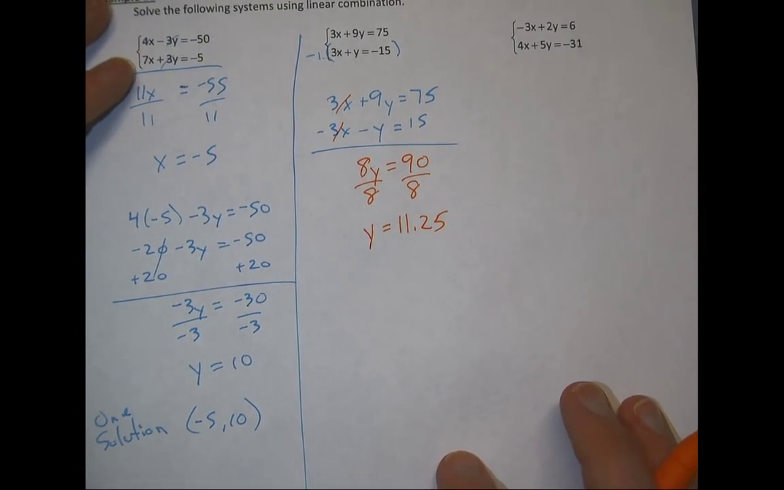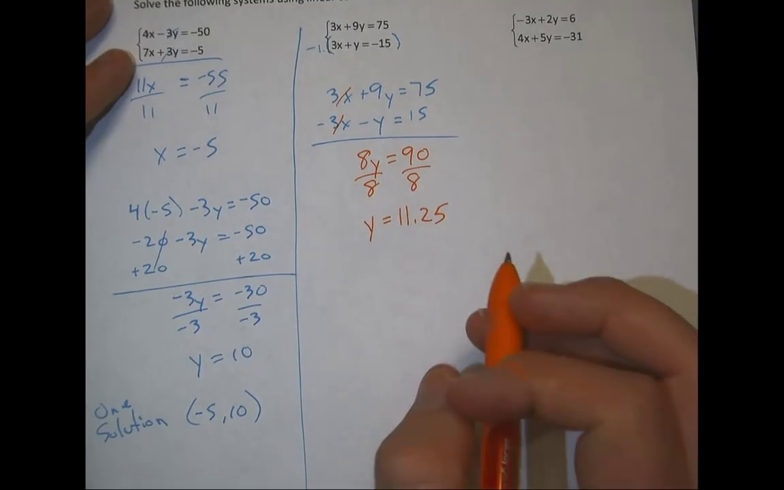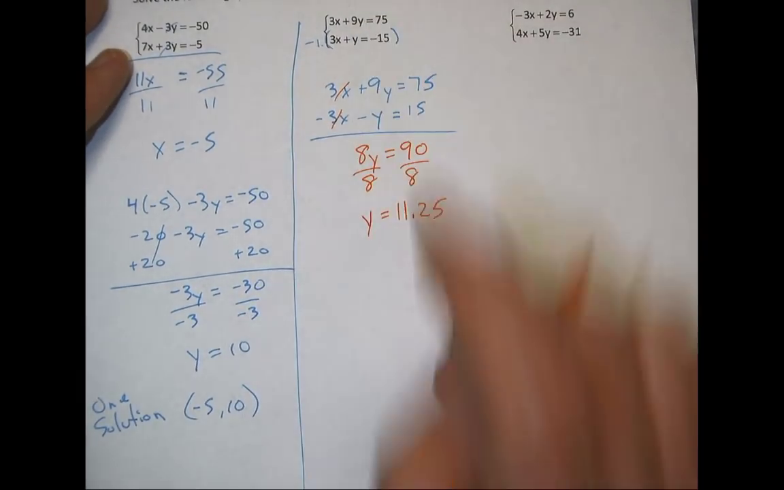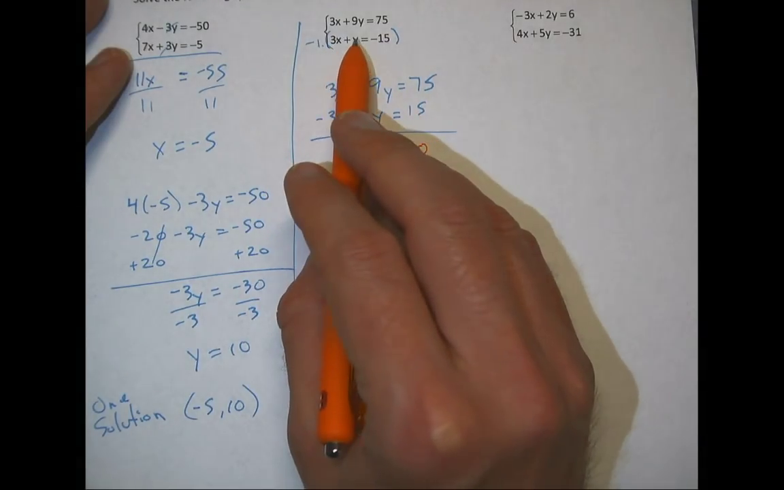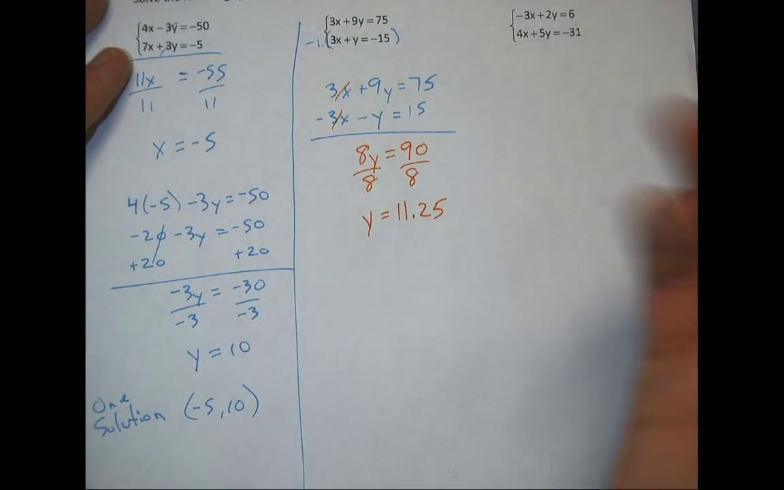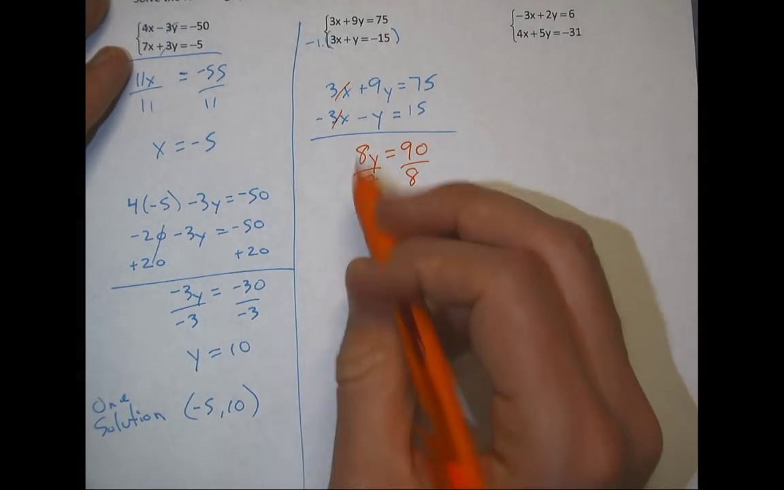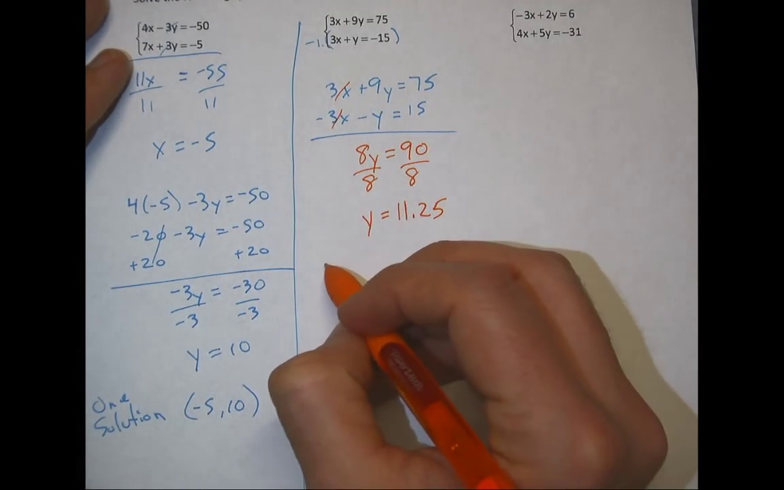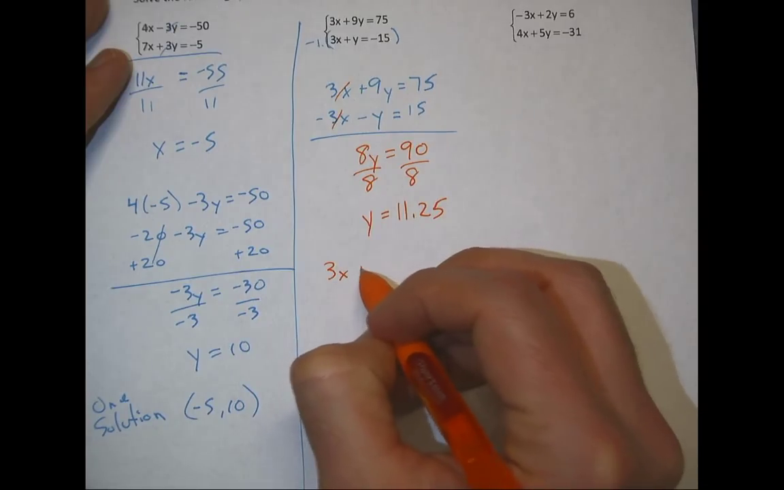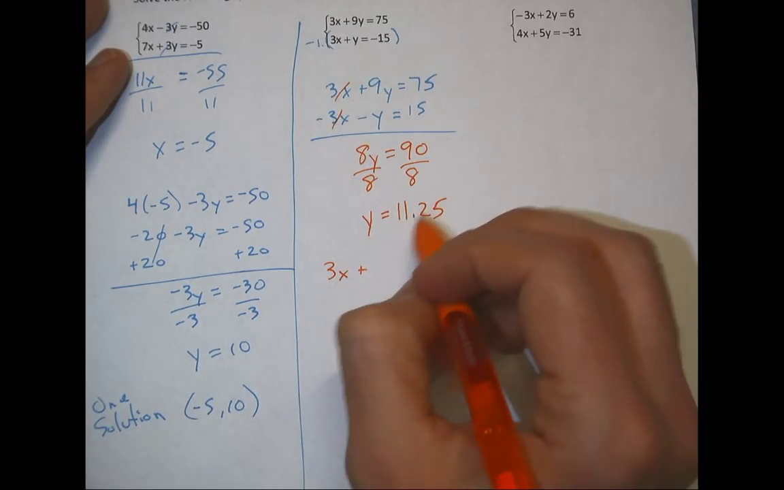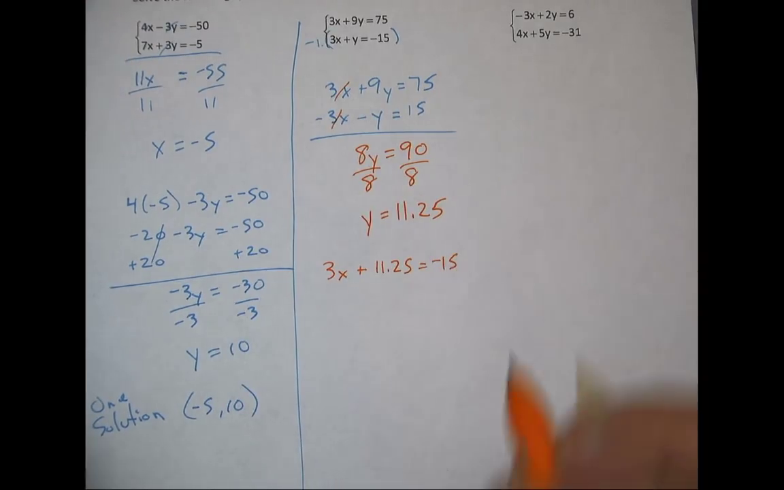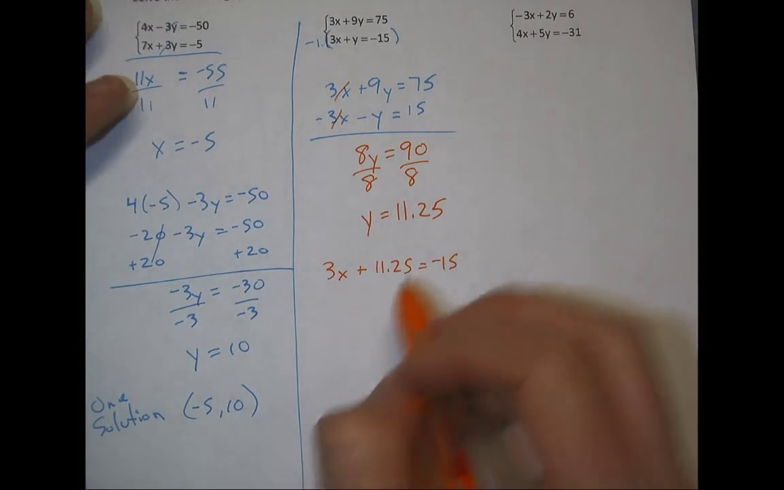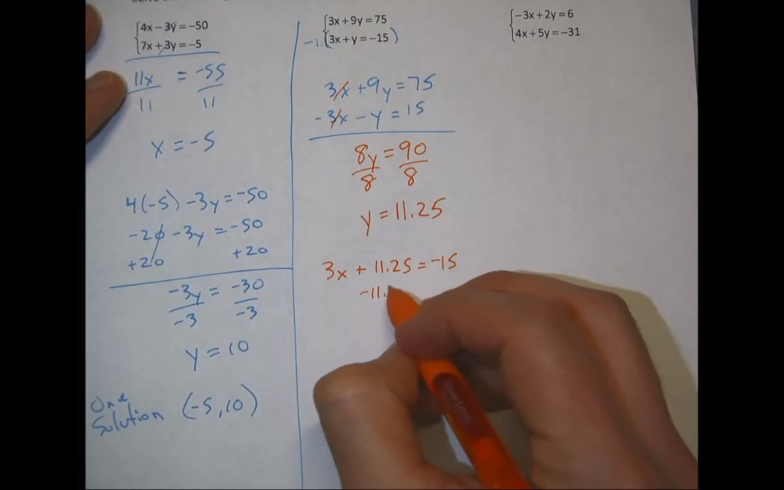11.25. Once we got this far, it's just like all these other ones we've been doing. You're going to go back, you're going to plug in your y, and you're going to find your x. I'm going to go to the second one because y is by itself, so I don't have to multiply by anything. But again, either one will work. So 3x plus, instead of y, I'm going to plug in 11.25, and it equals negative 15. All right, now I just got to solve this for x. So I'm going to get rid of this.